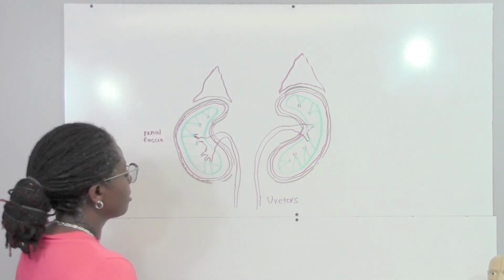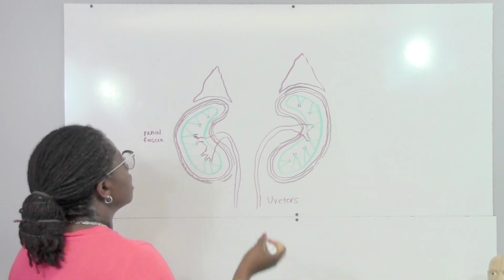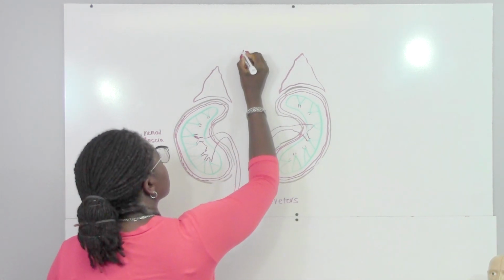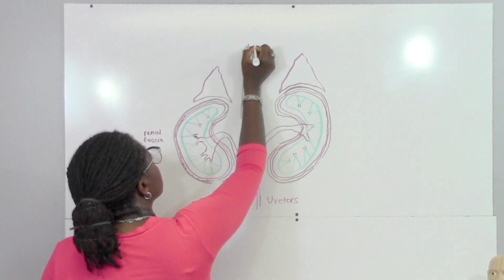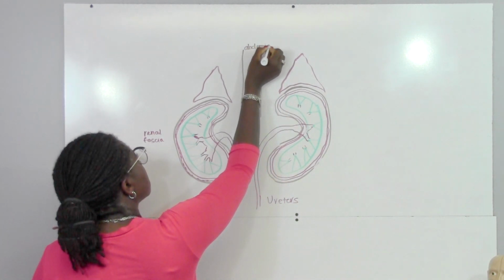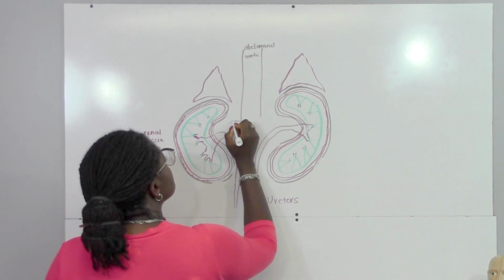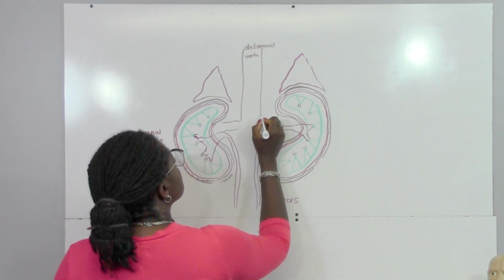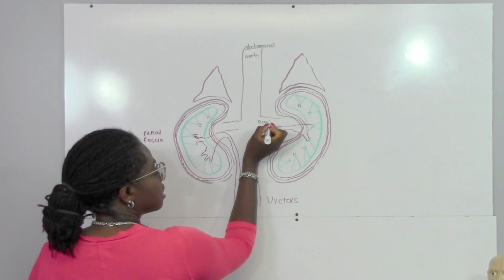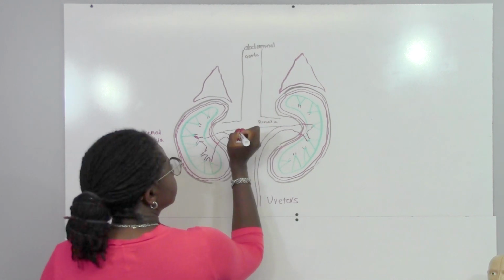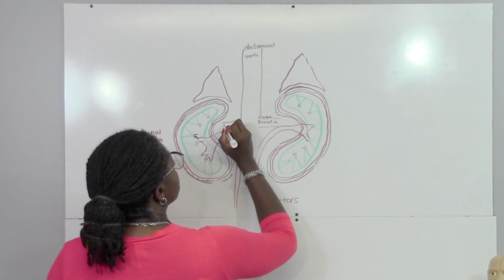There's an extensive blood supply to the kidneys. So we're going to lay on top of this image here the abdominal aorta. You'll remember that the abdominal aorta has 2 large branches that are going to come off. Those are going to be our renal arteries. And so that would be left then right renal artery.